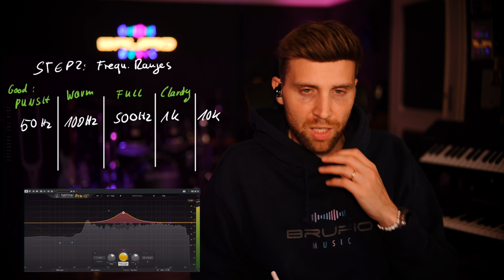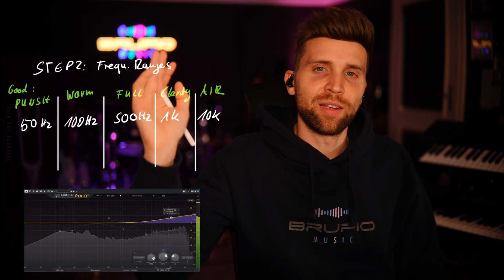That means if we have a voice, for example, that is at around 1 to 2K, and this is the frequency where you can really make the voice audible. So that's where we have a nice hearing for those frequencies. And 10K, I would say, is airy. So that's why we have fresh air plugins. So that's really this high end.